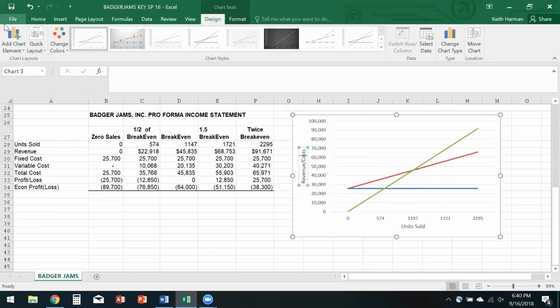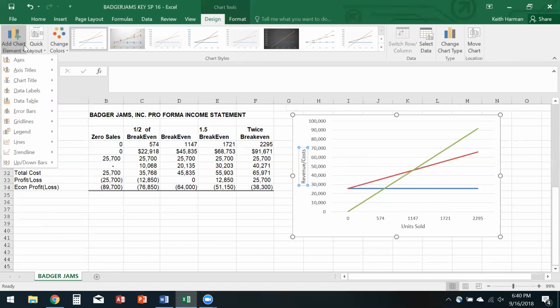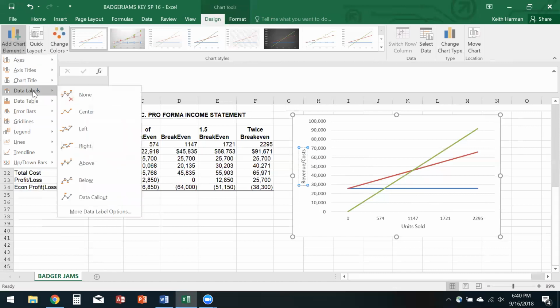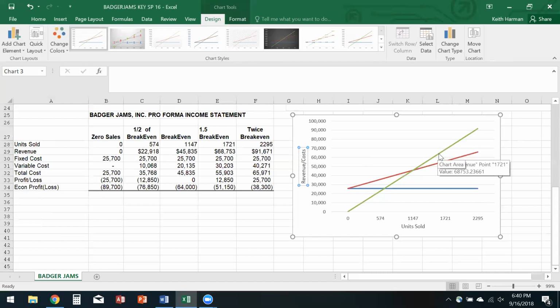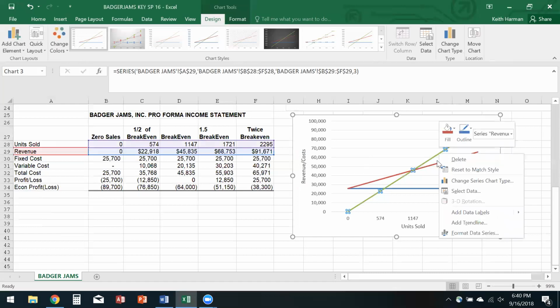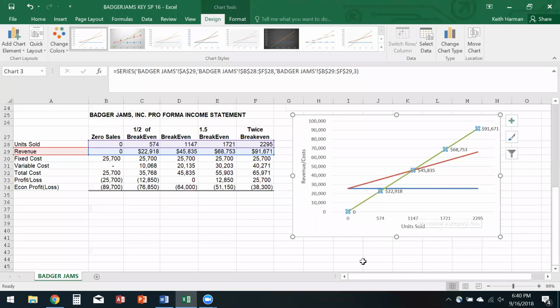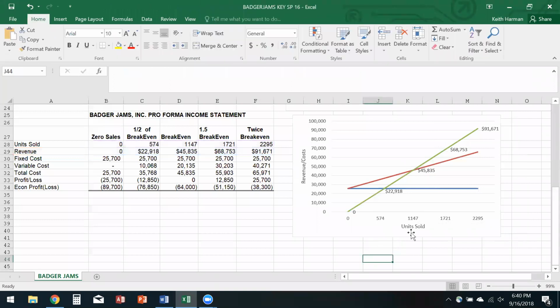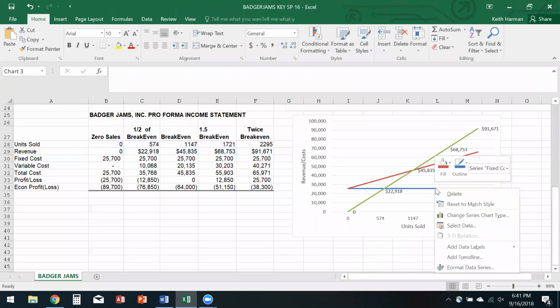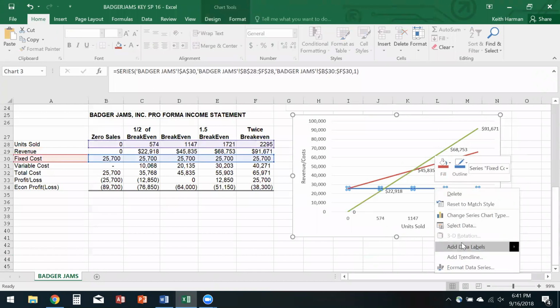Now, another thing I can do if I want to is use some data labels on here and apply those. And I'll click this right here. And I'm going to add the data labels if I care to do that. And that'll show me the data. All right. And click on this axis, and I'll add data labels.